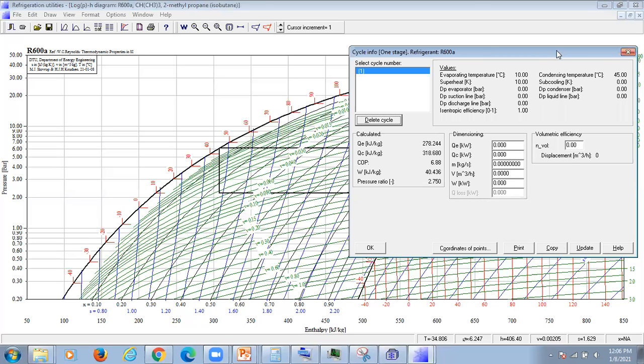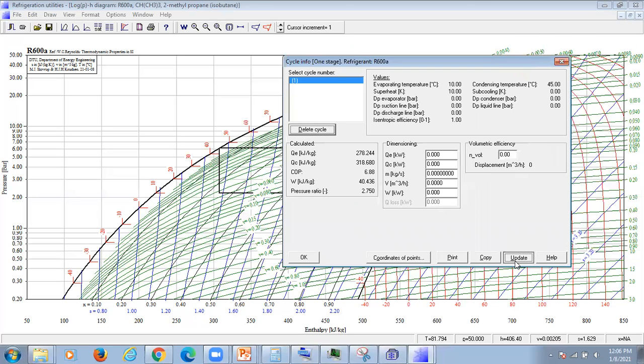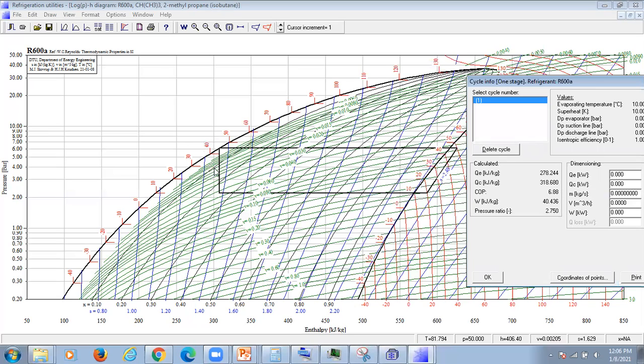Copy. So this is okay. So you can see the QE, QC, COP, and W, and pressure ratio. So if we are asking this kind of values by giving some design points, as I mentioned, this is a design point I'm circling here. This is a design point, this is a design line. So you can mesh this with your values.